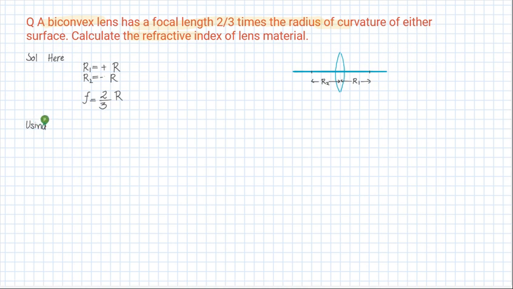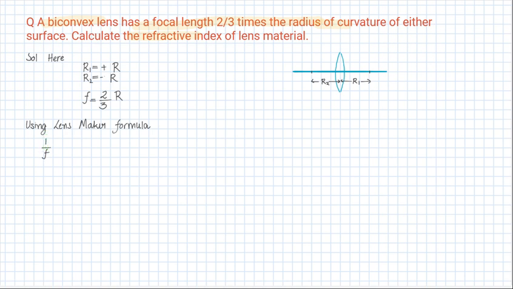So, using the lens maker formula. Okay, now look here very carefully. In this case also they have not mentioned anything about the object distance and image distance. If they have not mentioned it, in that case I will use this one lens maker formula, 1 by f.